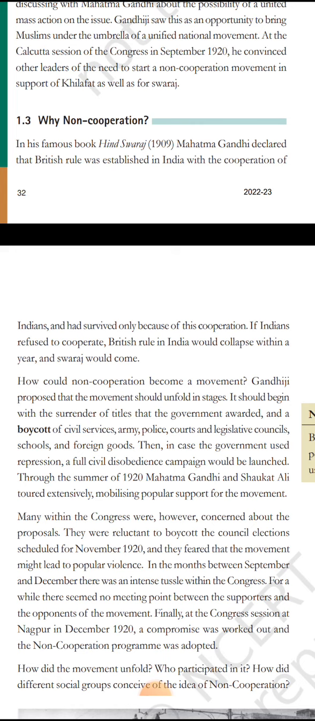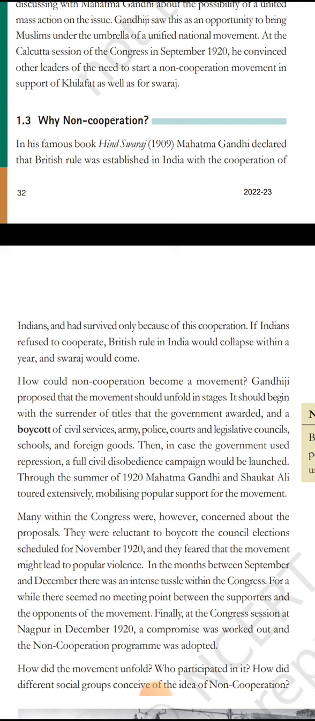Non-cooperation is a movement which was also declared by Mahatma Gandhi in his famous book Hind Swaraj, published in 1909. Mahatma Gandhi said in this book that the British had survived only because of the cooperation of Indians. He believed that the British survived only with the cooperation of Indians. If the Indians refused to cooperate, British rule in India would collapse within a year, and Swaraj would come.